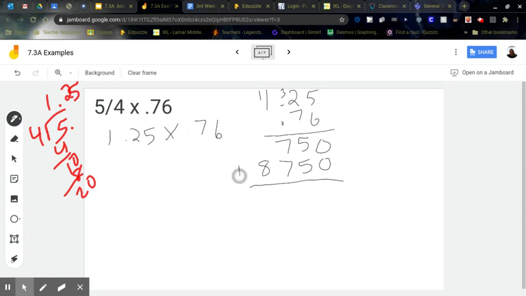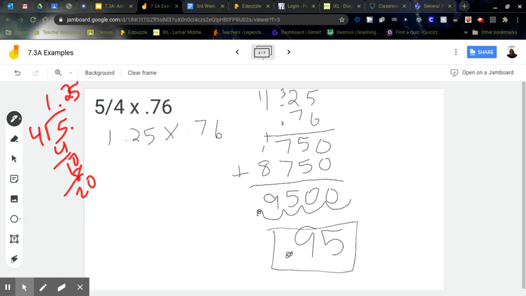Then we add. 0 plus 0 is 0. 5 plus 5 is 10. Carry the 1. 7 plus 7 is 14, plus 1 is 15. Carry the 1. 8 plus 1 is 9. And how many numbers do I have after the decimal? 1, 2, 3, 4. So the decimal is going to be right there. So my answer is 0.95, and that's my answer for that one.